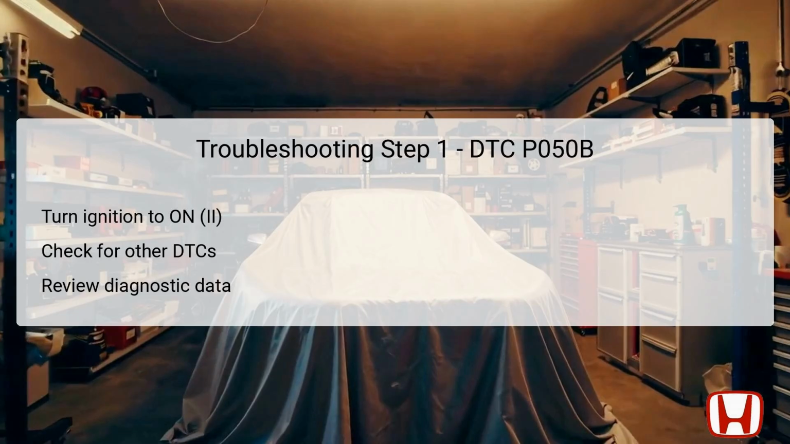The first step in troubleshooting DTC P050B involves turning the ignition switch to the on position. This action powers the vehicle's electrical systems without starting the engine. It's crucial to then check for any pending or confirmed diagnostic trouble codes, DTCs, using the Honda Diagnostic System HDS tool. The presence of any DTCs other than P050B can redirect your troubleshooting efforts to address different underlying issues.